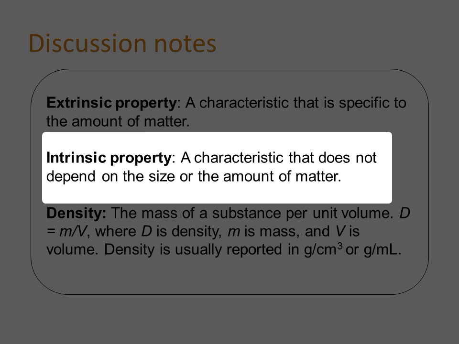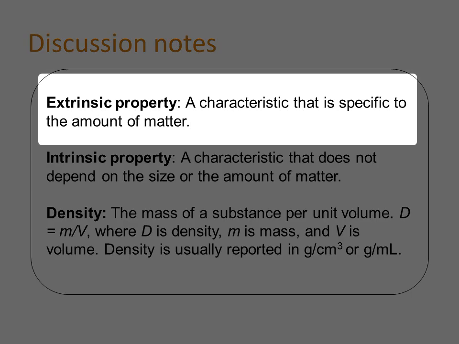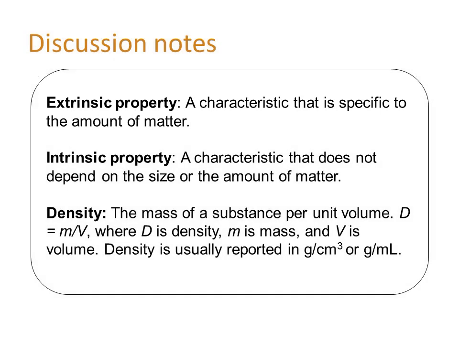Intrinsic properties such as color, hardness, and density do not depend on the amount, size, or shape of matter and can be used to help identify that substance. Extrinsic properties such as mass and volume can change depending on the amount of matter being considered. Mass or volume alone can't help you identify a substance, but density can. However, density changes with temperature.